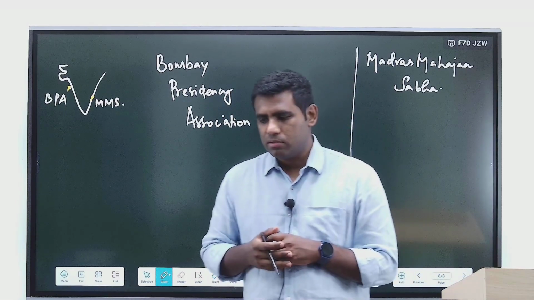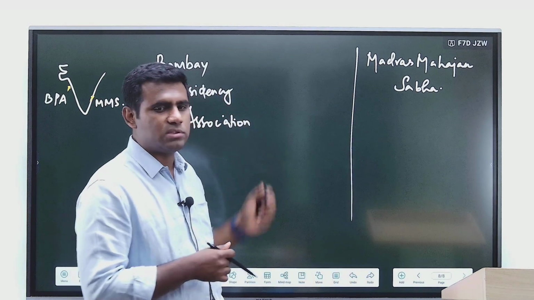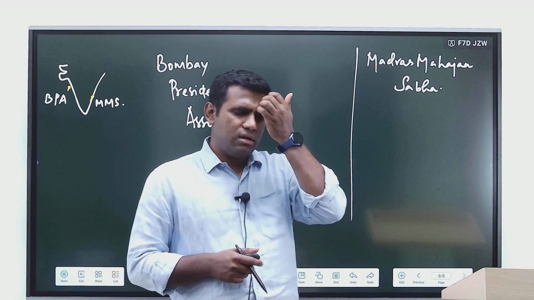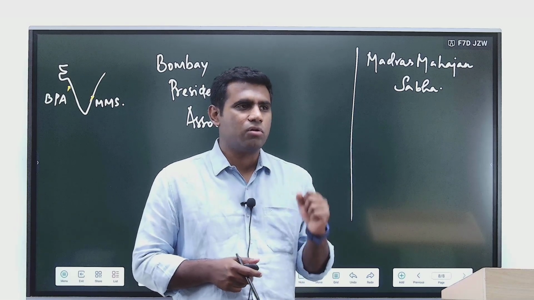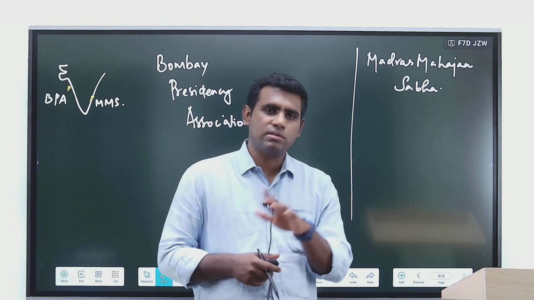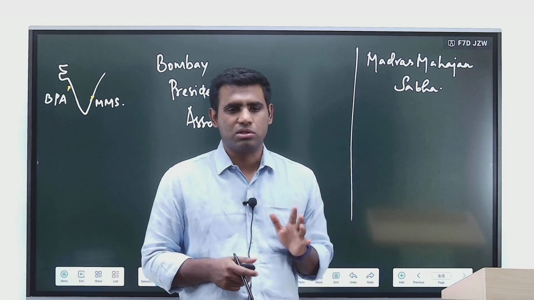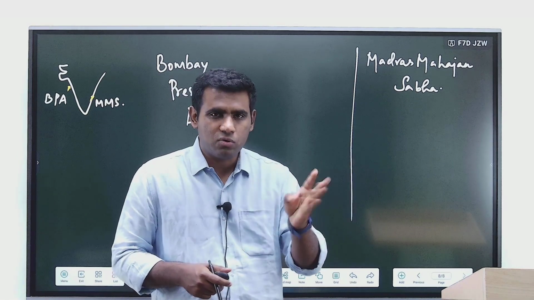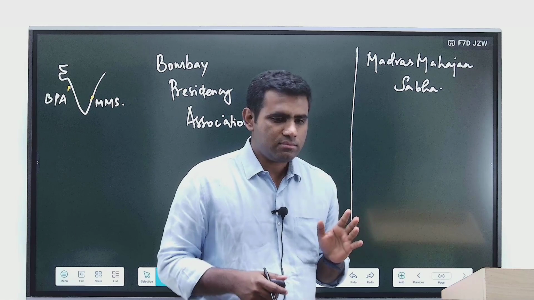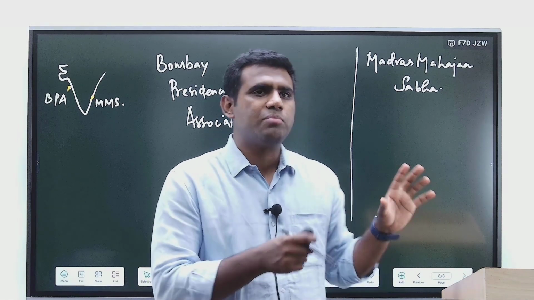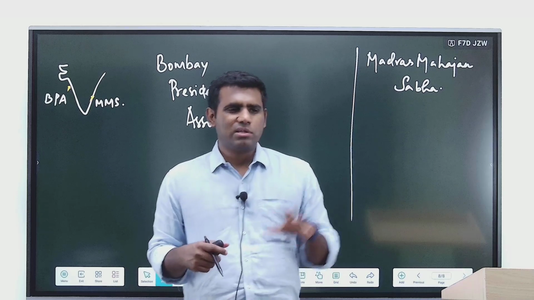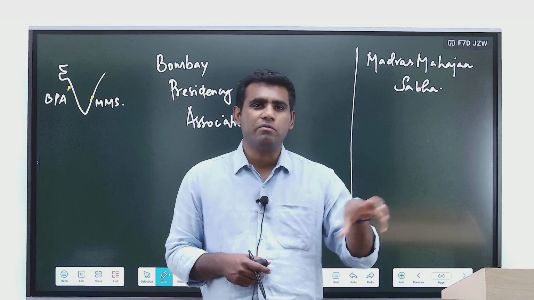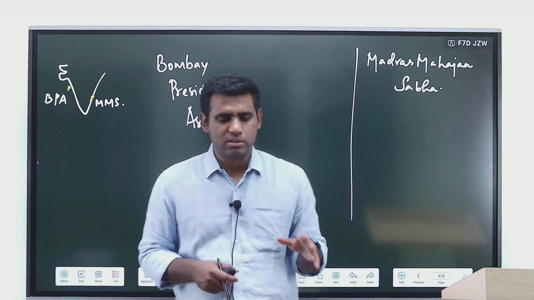Coming to the last two bodies, the Madras Mahajan Sabha and Bombay Presidency Association, these were also organizations formed in the second phase, but they are in no way as agitative or vocal as Poona Sarvajanik Sabha or the Indian Association, right? So this Madras Mahajan Sabha was formed by Anandacharlu and G. Subramanya Iyer, right? And I'll tell you what was the purpose of forming Madras Mahajan Sabha. Basically, during the viceroyalty of Lord Ripon, a lot of associations have started coming up in various parts of Tamil Nadu, in various parts of Madras, right?